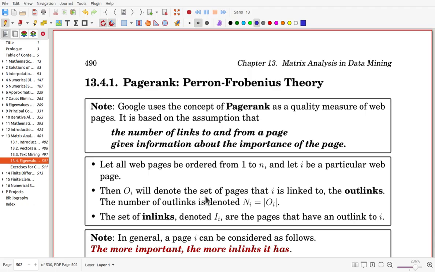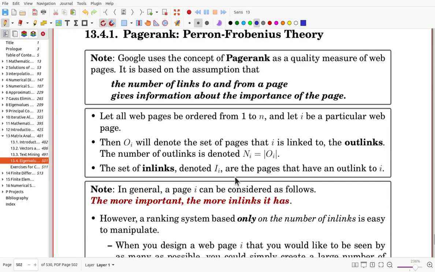This algorithm depends on the Frobenius theory. So let's begin here. Google uses the concept of PageRank as a quality measure of web pages. The quality measure is, along with this assumption, the number of links to and from a page gives information about the importance of the page. It looks like common sense.